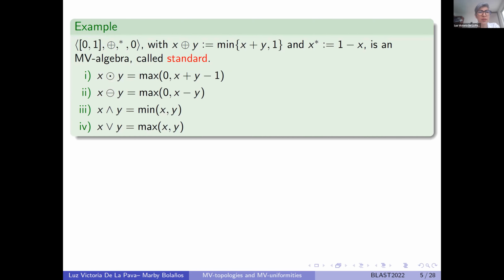The real interval [0, 1] is a standard example of an MV algebra, and it is called the standard MV algebra. The operations are defined in this form. x plus y is the minimum between the usual addition and 1, and x star is 1 minus x. The product and minus are defined in this way. Meet and join are the usual ones.